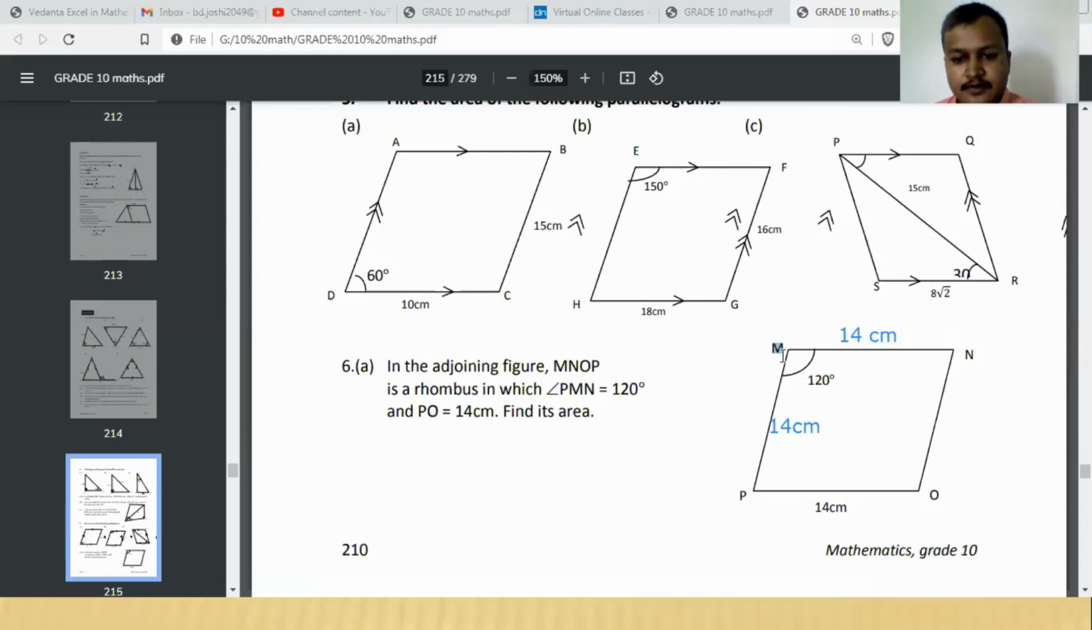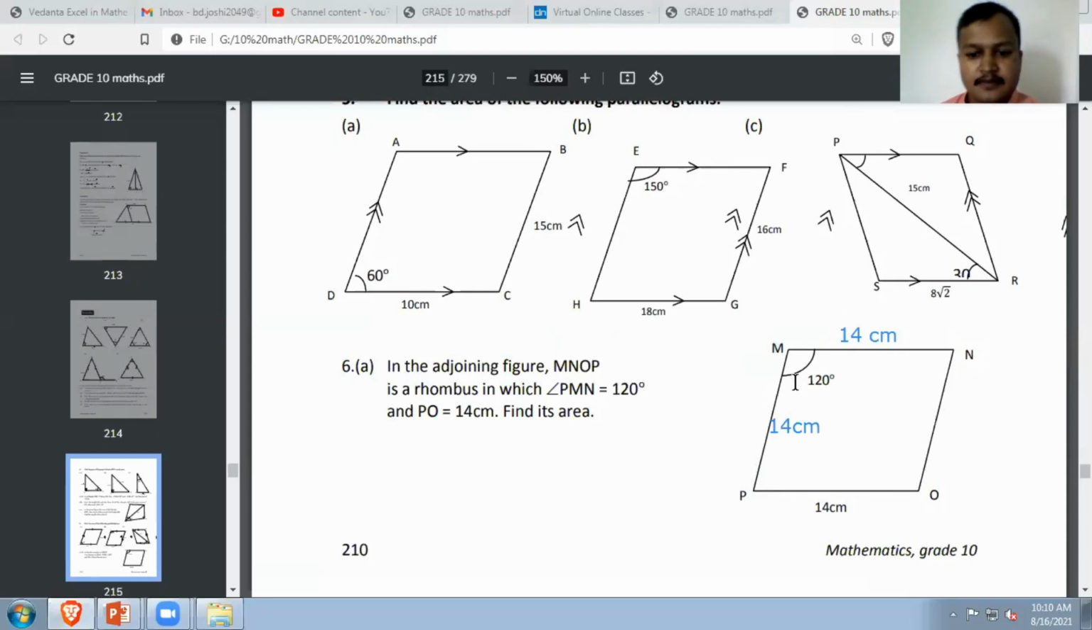And if we know sides MN as well as MP, and the angle between them, angle between sides MP and MN is 120 degrees and both sides are 14 and 14. Area of a parallelogram is equal to the product of two sides into sine of the angle between them. That is 14 into 14 into sine 120 degrees.